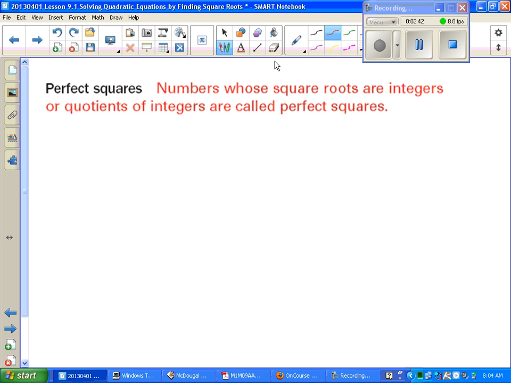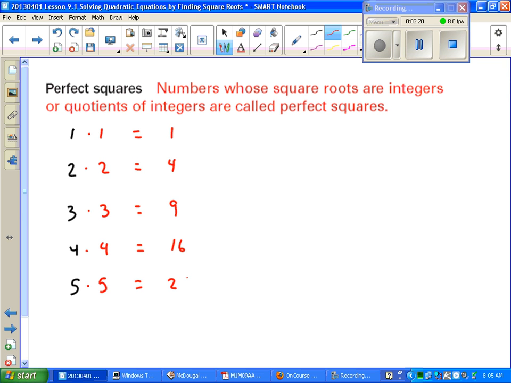Perfect squares. Perfect squares are integer numbers multiplied by themselves. What we mean by that, if you take these numbers 1, 2, 3, 4, 5, and you can keep going as much as you want, when you multiply 1 times 1, you get the number 1. That's a perfect square. When you multiply 2 times 2, you get the number 4. That's a perfect square. When you multiply 3 times 3, you get 9. 9 is a perfect square. 4 times 4, same thing. You get 16 is a perfect square. 5 times 5, you can keep going infinitely.